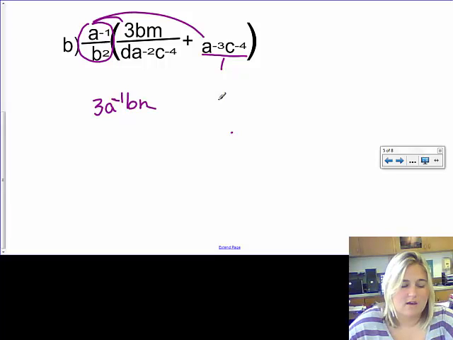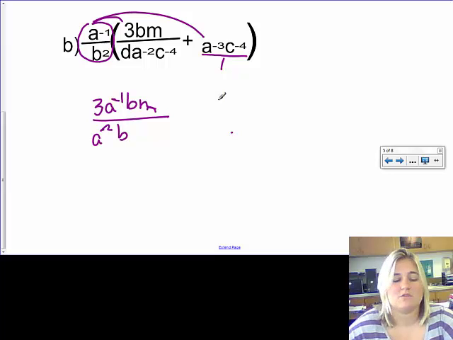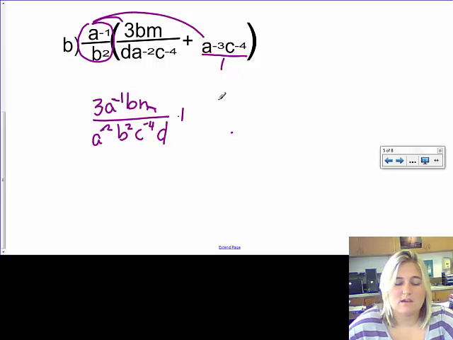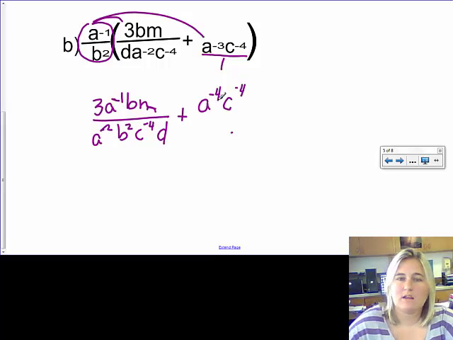b, m, that's an m, over, again, no like bases, so I'm going to write them in alphabetical order. I have a to the negative second, b to the second, c to the negative fourth, d, plus, on top here I do have a like base, which is a to the negative first plus a negative third is going to give me a to the negative fourth, and then I have c to the negative fourth, over 1 times b squared is just going to give me b squared.